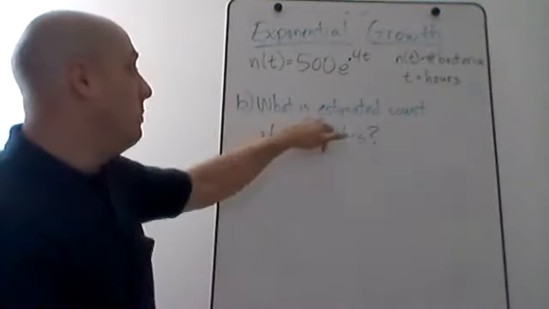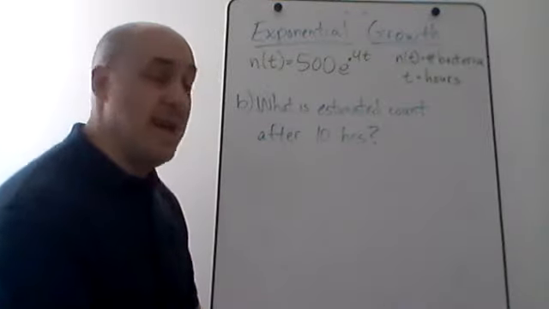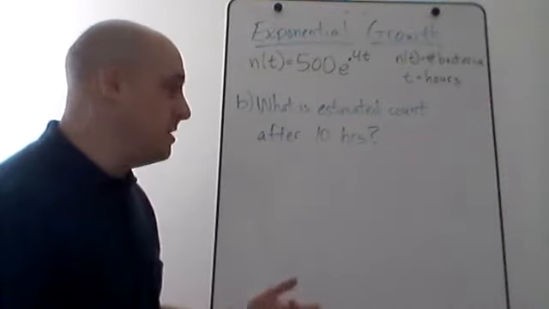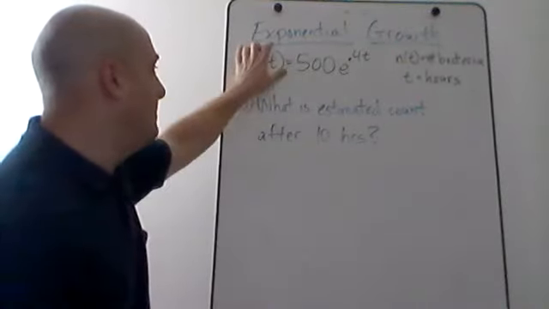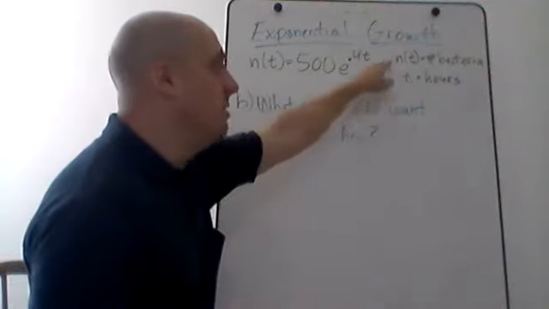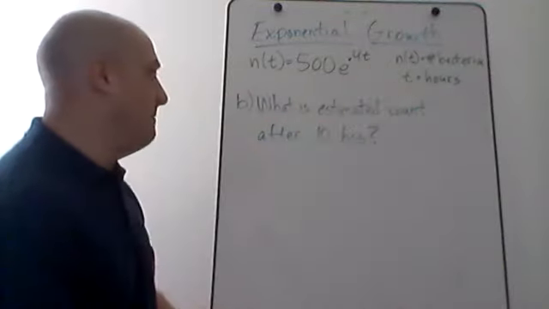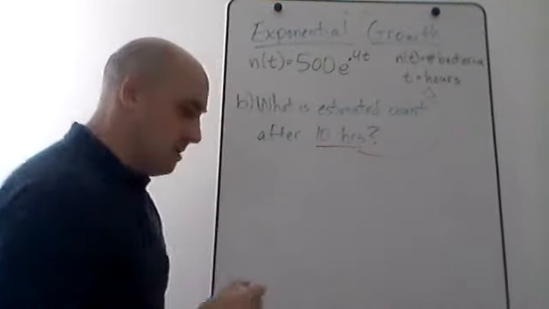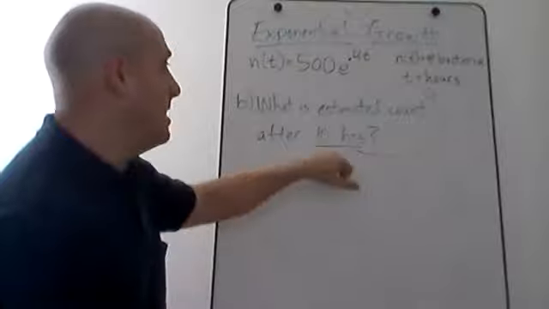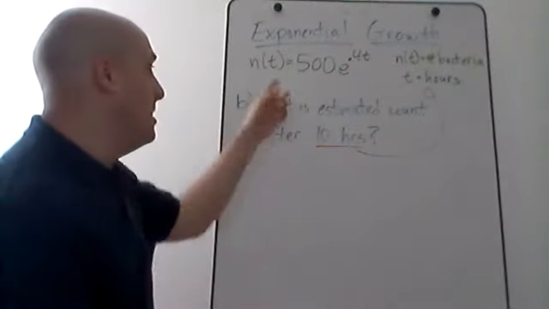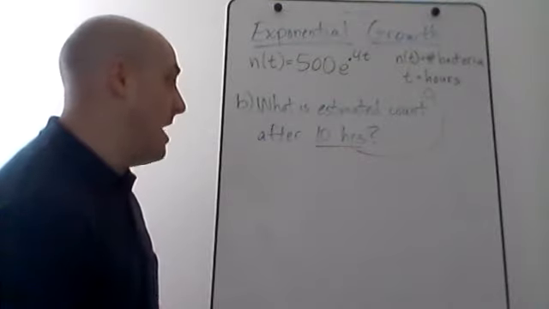So B, what is the estimated count after 10 hours? All right, so I have my equation. They give me a number here, 10 hours. So the only question is, well, where do I put that 10? Is that my N of T, or is that my T that I put up here? Well, if you know what the variables represent, it's not that hard to figure out. 10 hours is a number of hours. That's my T value. So I'm going to put that 10 hours in for T, and then just basically do the calculation to see what the population is after 10 hours.